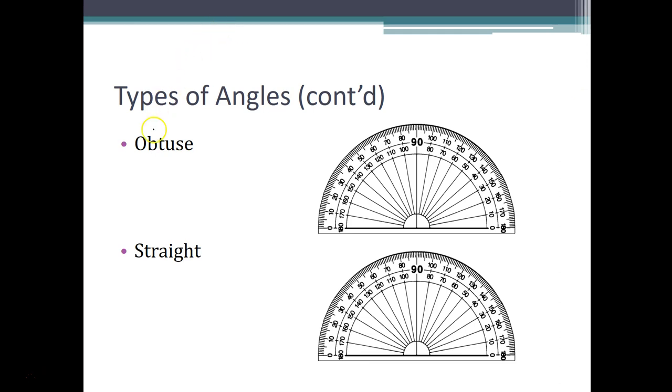Obtuse, more than 90 and less than 180. Notice that 180 would look like a line, basically, if you drew that angle. So obtuse is pretty big. More than 90 but less than 180. And then straight equals 180. Basically, when you put the two rays together, they make a line. The union of these two rays makes a line. And you can see if you want to draw 180, it's straight across down here.